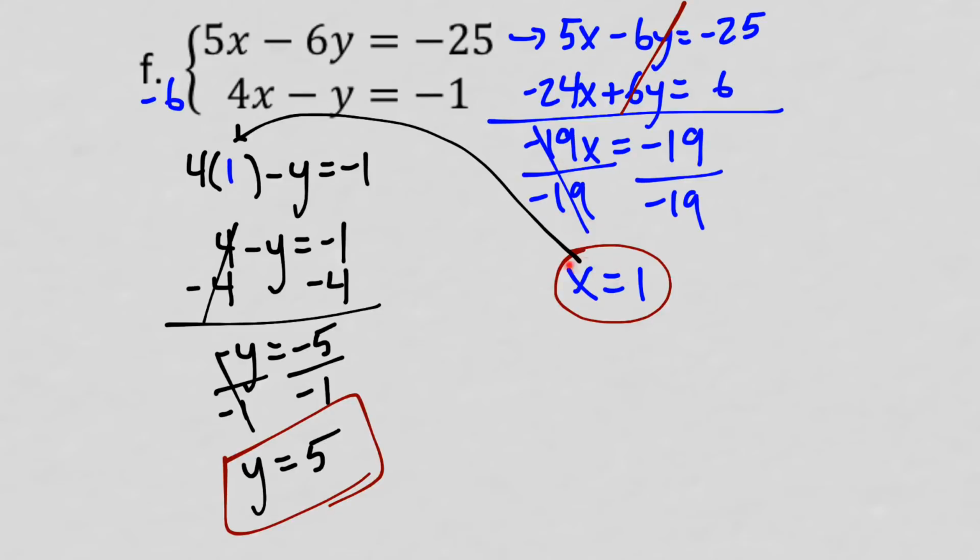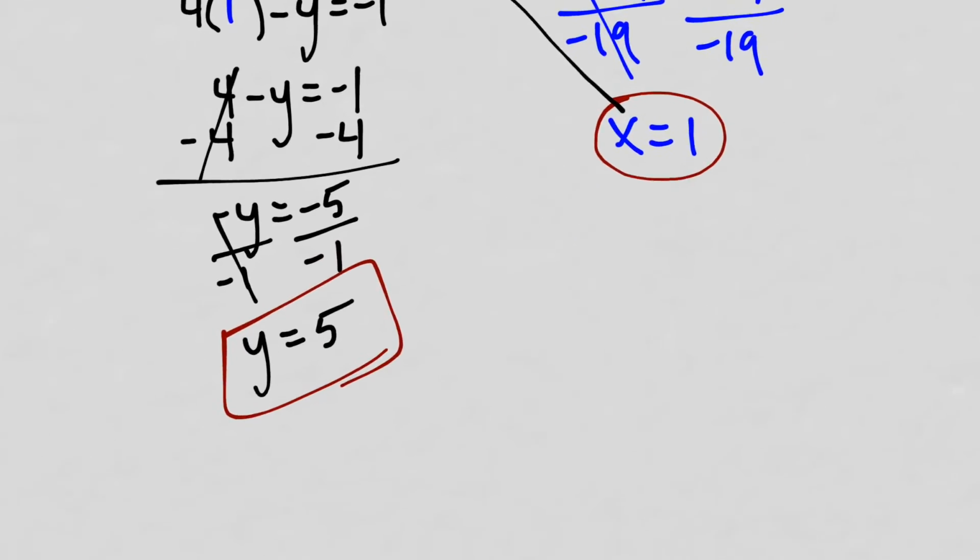Divide by negative 19, and I got x equals 1. I took that x equals 1, plugged it into either one of the originals. I chose this one, and I got 4 minus y equals negative 1. Subtracted 4, divided by negative 1, and I got my solution, which is y equals 5.